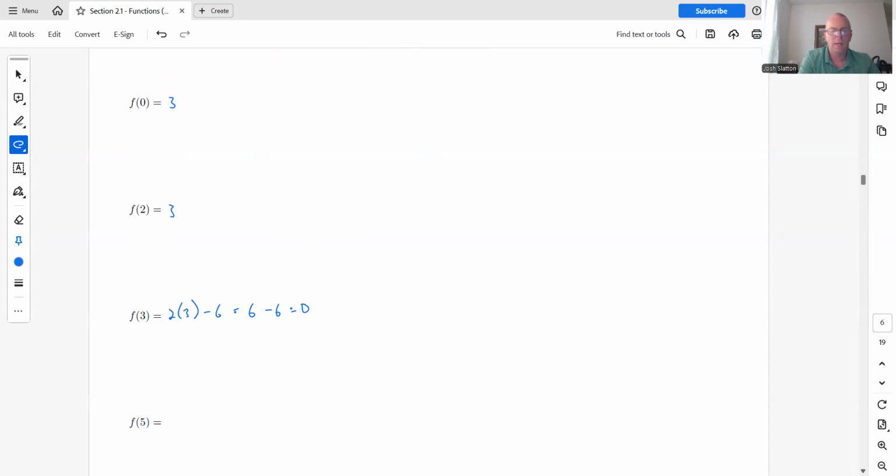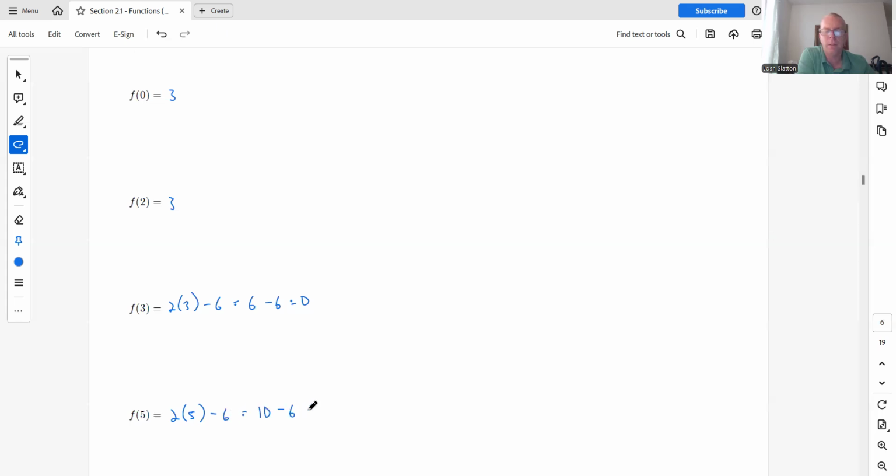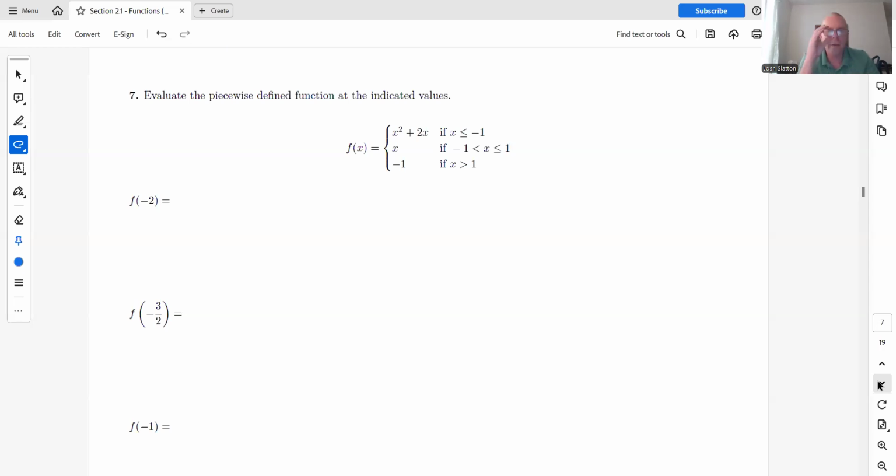And then last we have f of 5. So 5 is greater than 2. So we have 2 times 5 minus 6, which is 10 minus 6, which is 0. All right, number 7. So now we have a three-piece piecewise function, 3 pieces of the function.